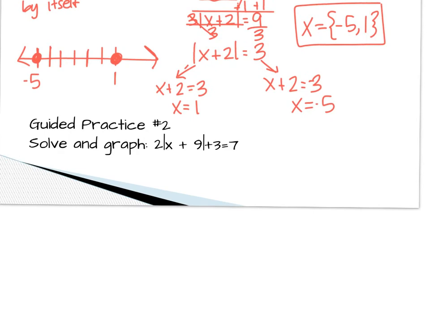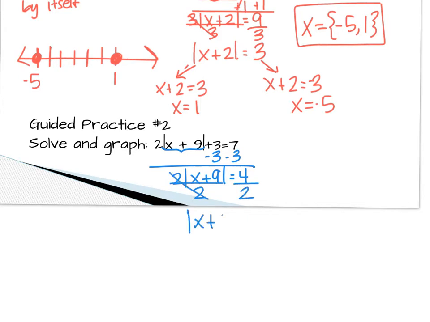Give myself some more room. I'm going to get absolute value by itself first. So I'm going to kind of underline that so you can see what you have to move. First we need to subtract the 3. So we get 2 times absolute value of x plus 9 equals 4. Now we need to divide both sides by 2. So the absolute value of x plus 9 equals 2.